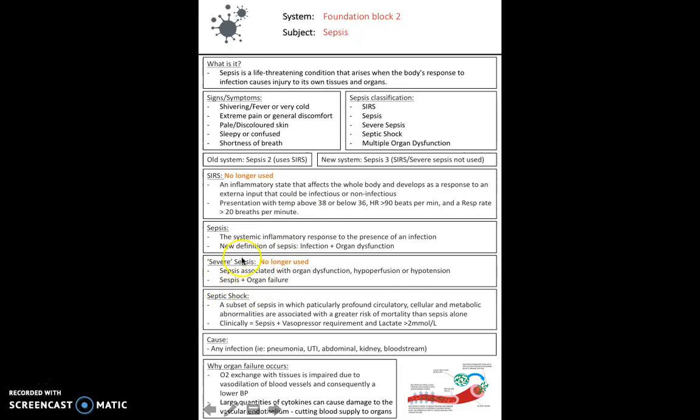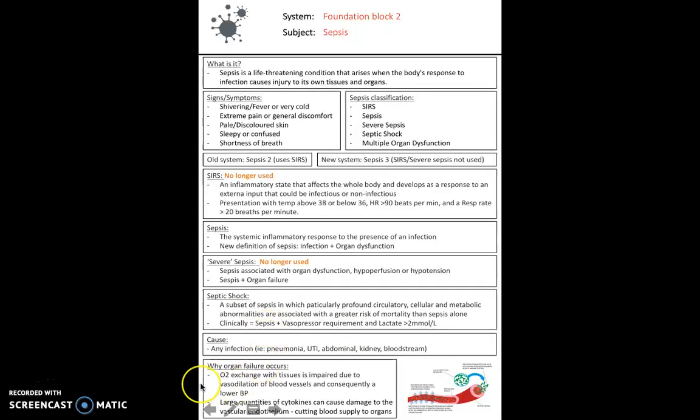And again, severe sepsis, it's good to know what it is. So the old definition of severe sepsis was sepsis plus organ failure, whereas now the new sepsis definition for just sepsis is systemic inflammatory response to the presence of infection, which is infection plus organ dysfunction. So it's good to set it out clearly in your mind the difference between sepsis 2 and sepsis 3, which is the new method of classifying sepsis and its progression, and therefore knowing what each of these terms mean clinically, so sepsis plus organ failure, sepsis plus vasopressor requirement, etc.